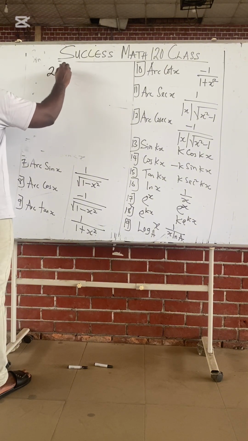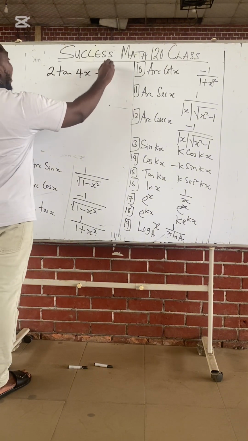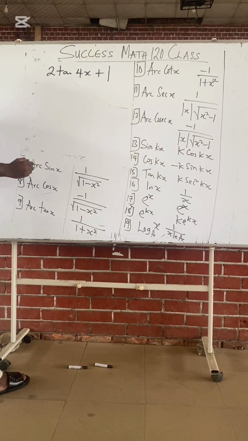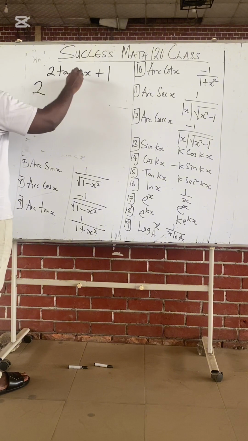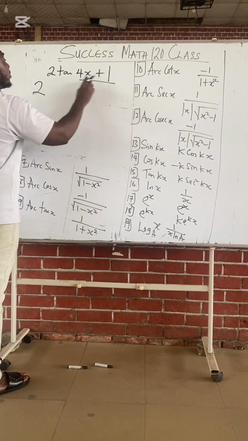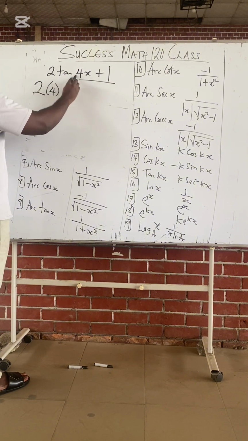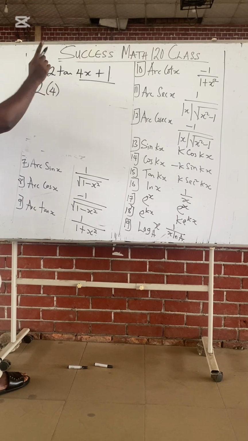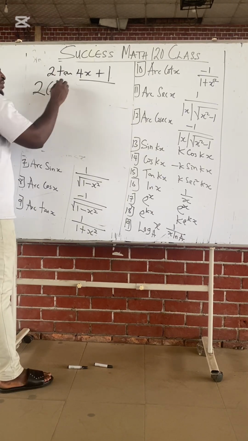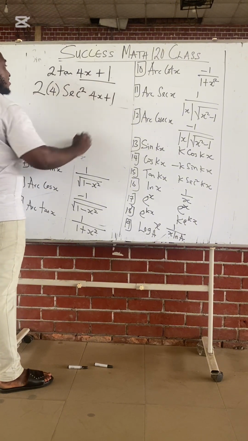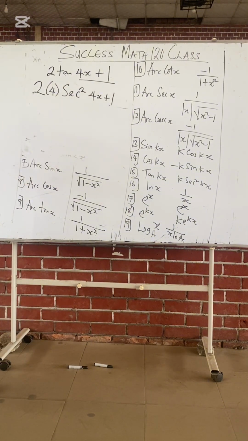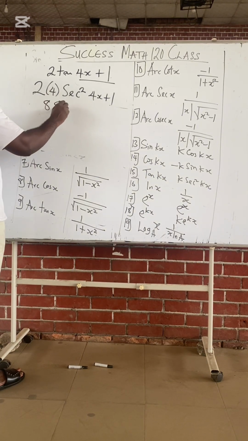Differentiate 2 tan of 4x plus 1. Nothing happens to this 2, write your 2. Now differentiate what is inside here. Differentiate 4x plus 1, you have 4, because differentiating 4x gives 4. 1 is a constant. What does tan usually change to? Sec squared. Then repeat your 4x plus 1. Now what is 2 times 4? 8 sec squared of 4x plus 1.